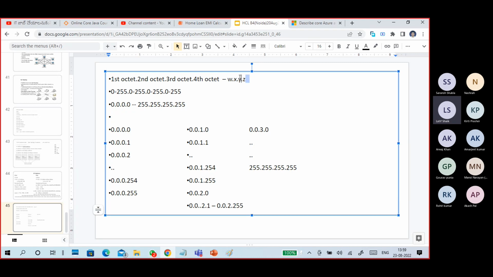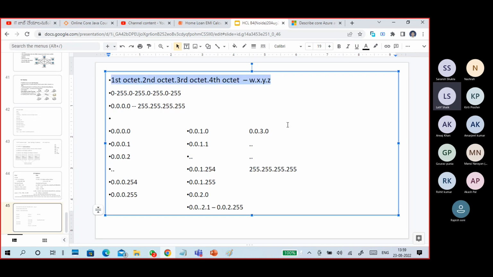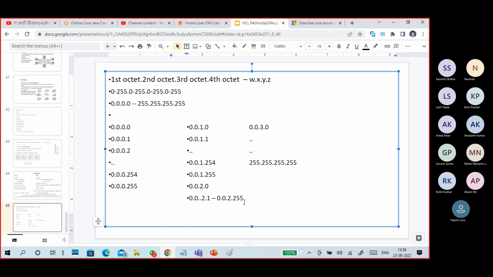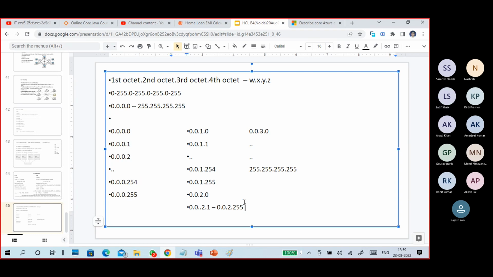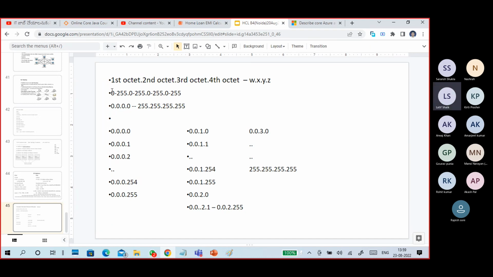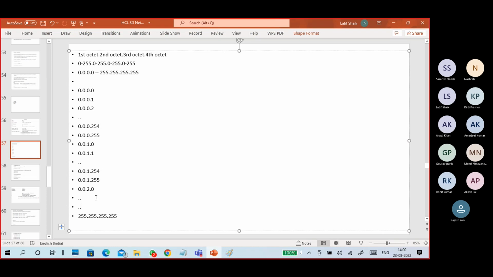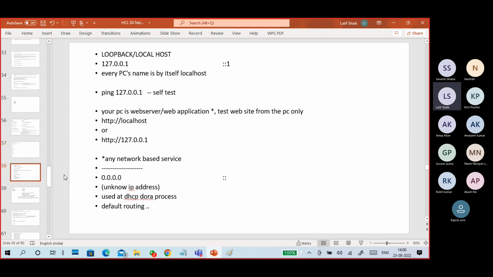Another important point is that each octet's maximum is 255, and there are 4 octets: first octet, second octet, third octet, fourth octet. These can also be represented as WXYZ, which depends purely on the textbook. So this is the total range of IPv4, and everything we talk about in the IPv4 manner applies here.